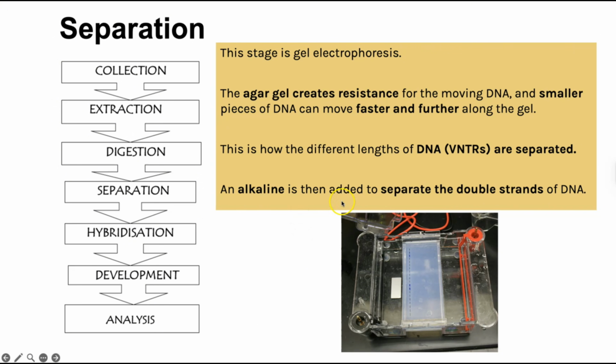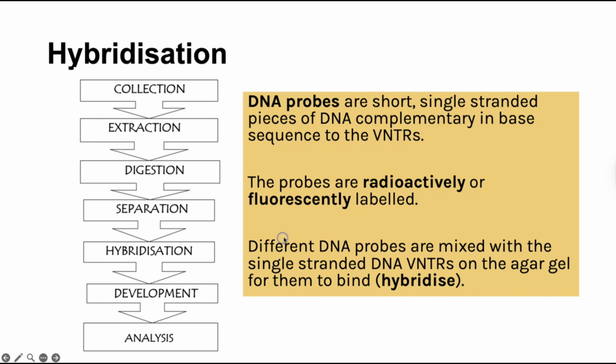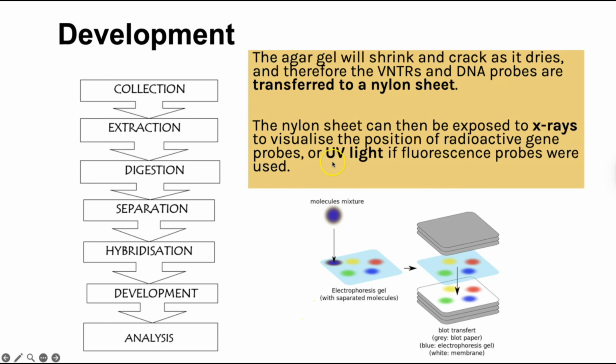We then add an alkaline to make all of that DNA single-stranded. Then we can add our DNA probes to align to those single strands. So we said the DNA probes, those short single-stranded pieces of DNA, complementary in base sequence to the VNTRs. Those probes will be radioactively or fluorescently labelled. So then if they hybridize, we then rinse it afterwards.